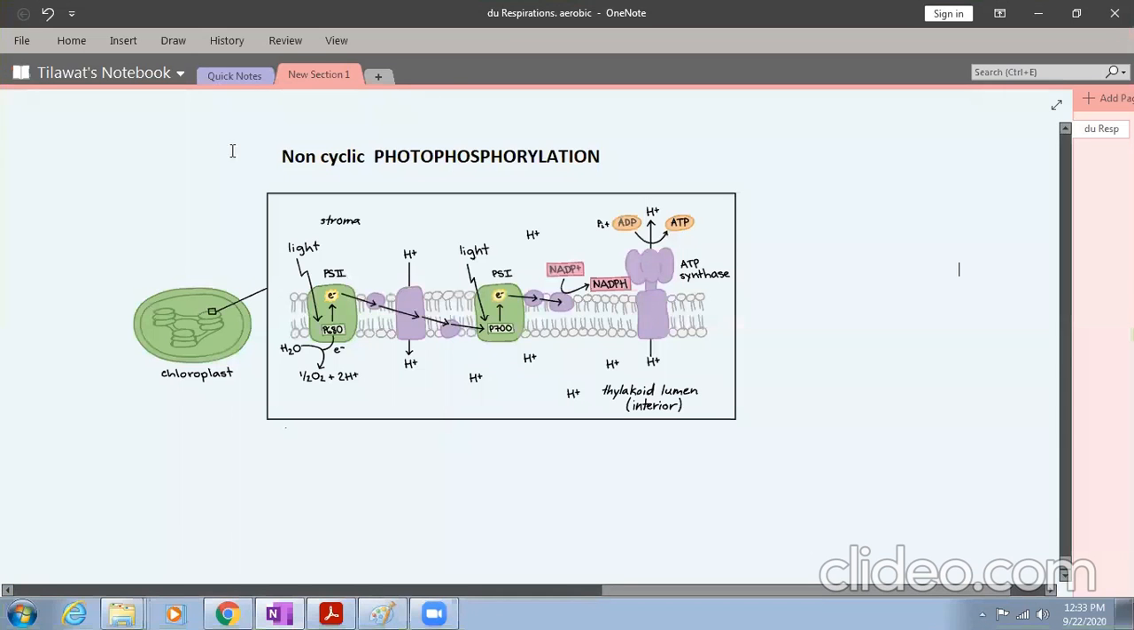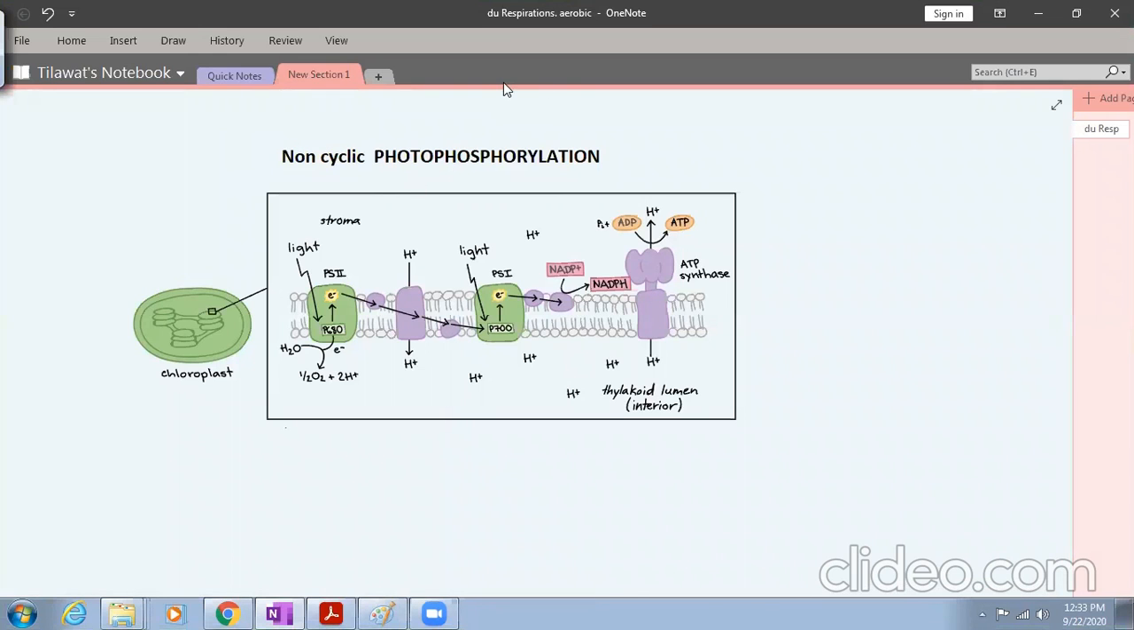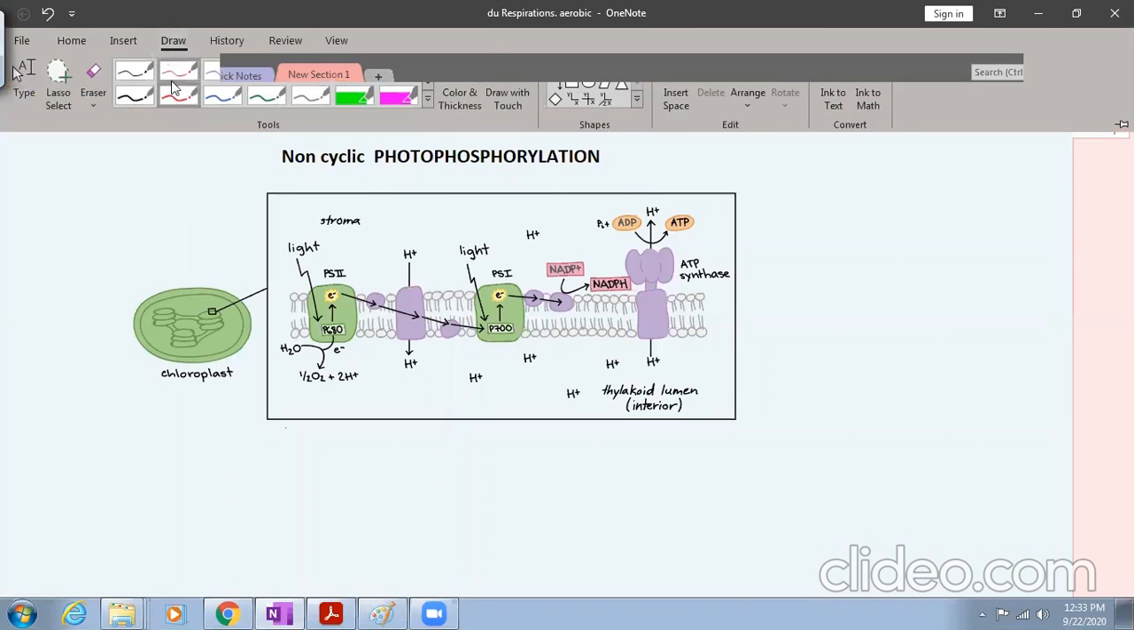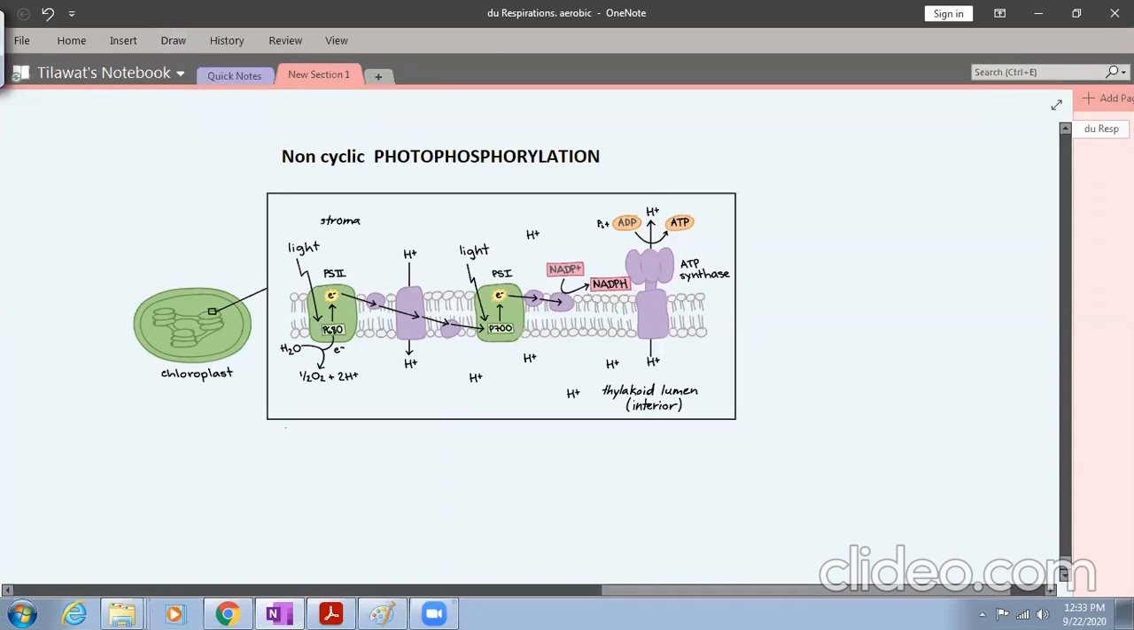Non-cyclic photophosphorylation is one way of light reaction, right? It will happen in the thylakoid membrane of the grana. Okay, so how will it happen? First of all, sunlight will fall on what?